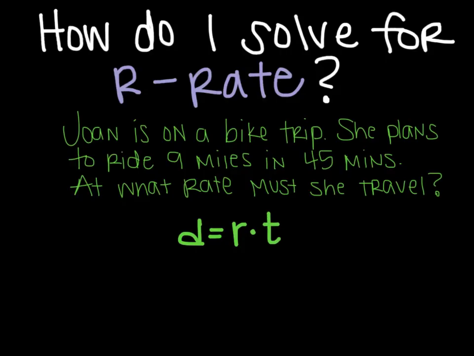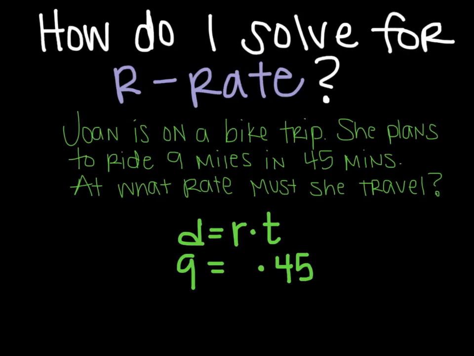And this is kind of just a mixture of algebra too. That's another way to think of it. But you're going to drag and drop in your numbers, or evaluate is the correct math term. But what you know. So she plans to ride 9 miles. That's distance. So I'm going to put a 9 here for the letter D equals, and then in 45 minutes. 45 minutes is time. So I'm going to put that here, and then my rate is actually what I'm trying to find, and you can tell that from the question.